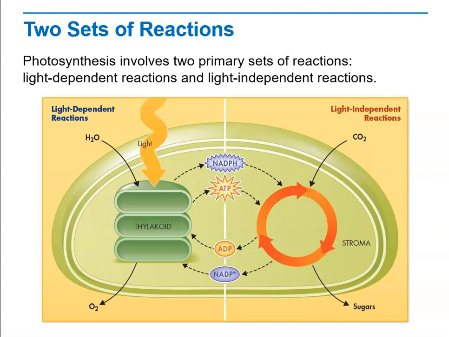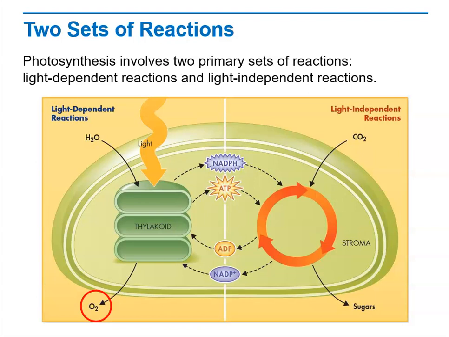Photosynthesis involves both light-dependent and light-independent reactions. What do the light-dependent reactions produce? They produce oxygen. So even though I mentioned in the last slide that oxygen is produced as a product, it's not actually produced in the light-independent reactions. The oxygen is actually produced in the light-dependent reactions.